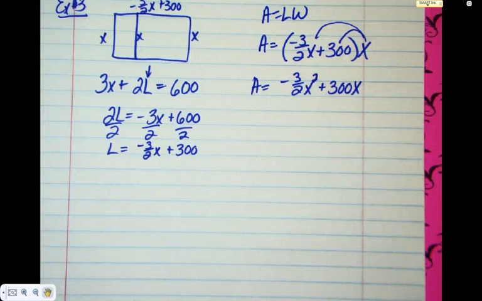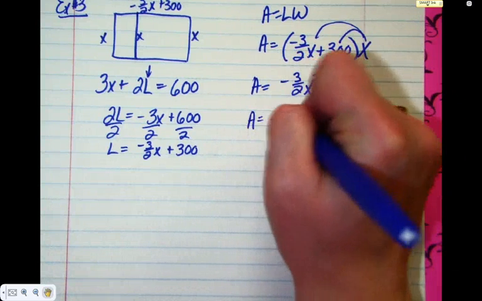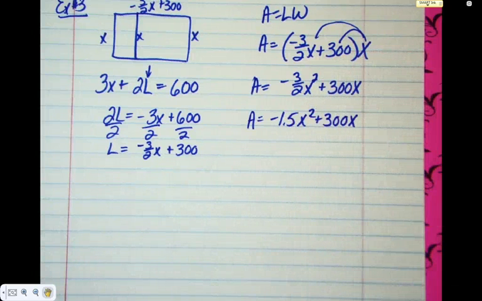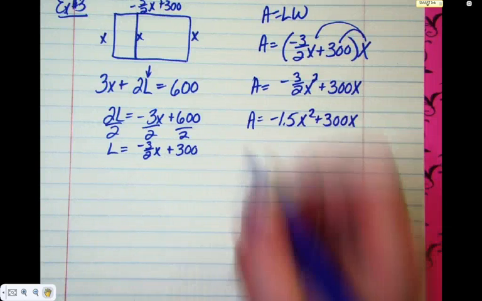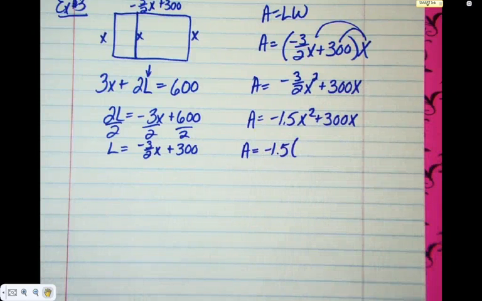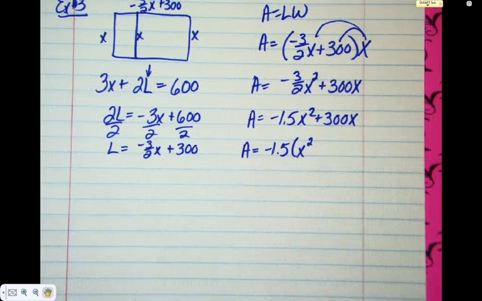Complete the square. This would be a calculator question. We wouldn't expect you to complete the square by hand with a coefficient of negative 3 halves. So what I'm going to do, because we're going to use our calc, is just turn it into a decimal. Is there a coefficient in front of the x squared? Okay, so we need to bring it out front. And this is where you probably want to grab your calc and do 300 divided by negative 1.5.